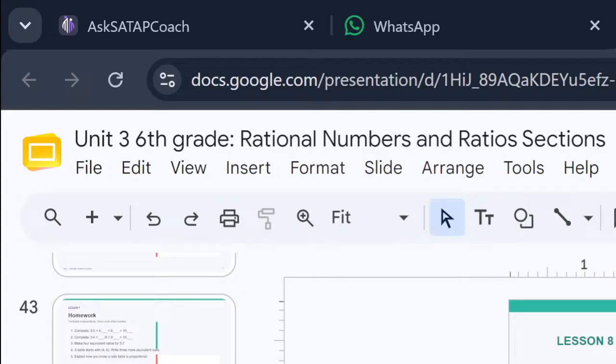Real life ratio tables. Create and complete a table for each situation. 1. 4 notebooks cost $12. Show cost for 8, 12, and 20 notebooks. 2. A bike travels 15 miles in 1 hour. Show distances for 2, 3, 5 hours.